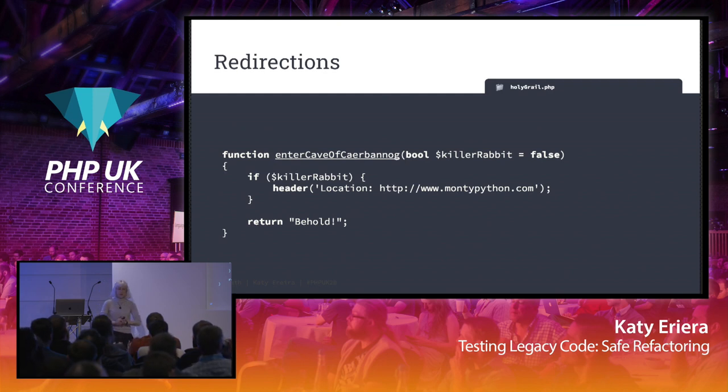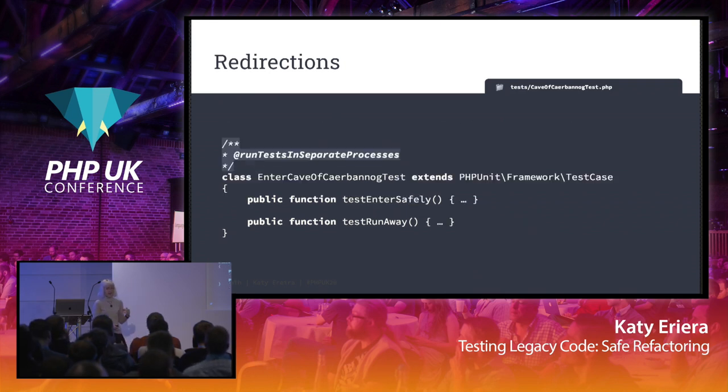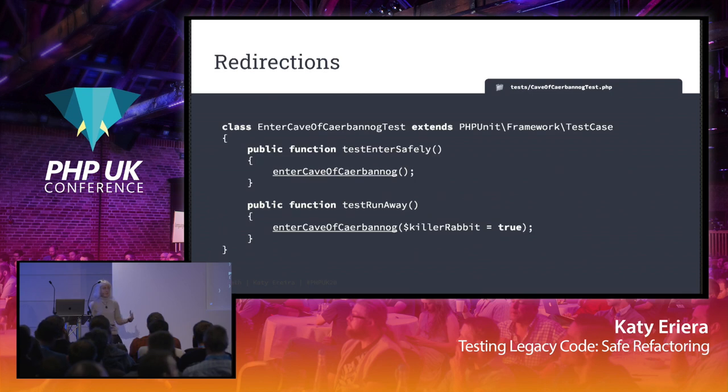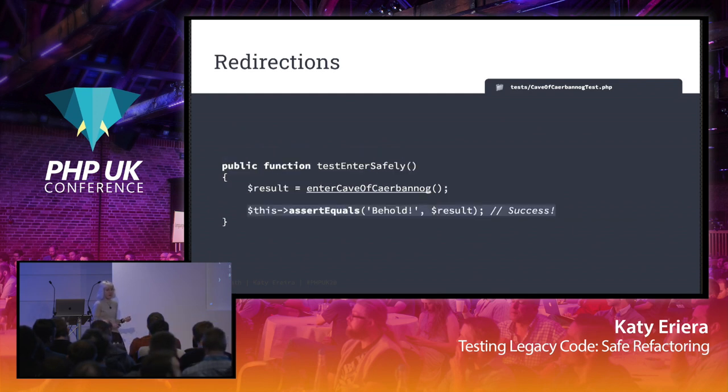Cool. So again, we have our two branches to this. You can either enter the cave safely, there's no killer rabbit, you're good, or there is a killer rabbit there and you're going to have to run away. You're going to have to redirect. But when you run these methods in these tests, you're going to quickly find that everything goes a bit weird because there's a header change in there, because the redirect is setting a header. So you find that you need to run it in a separate process just so that it doesn't confuse the entire test suite. So that's one thing.